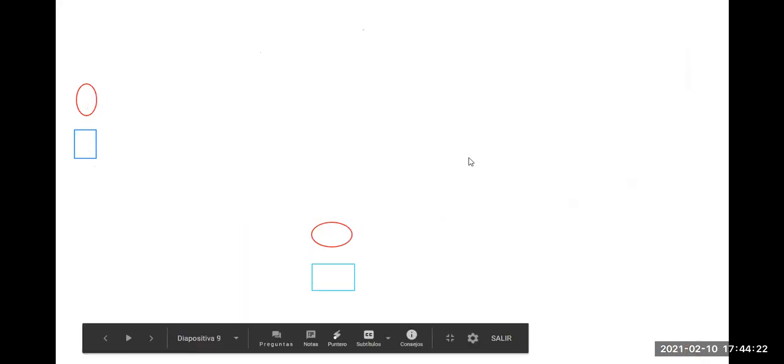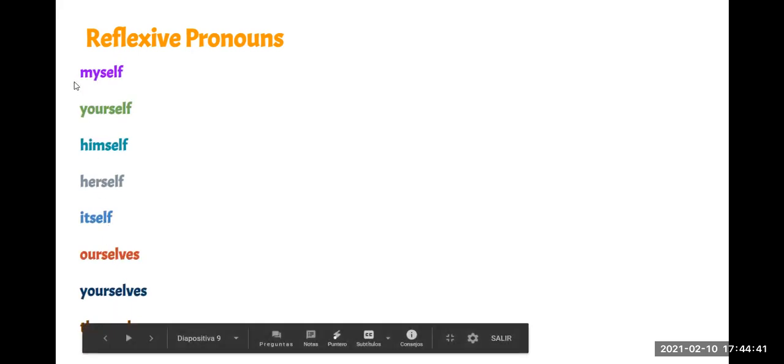Okay, so let's see here. We have some exercises. I want you to help me to complete the sentences with reflexive pronouns. So here we have all the reflexive pronouns. We have myself, yourself, himself, herself, itself, ourselves, yourselves, and themselves. So, if my reflexive pronoun is myself, what is the subject of my sentence?